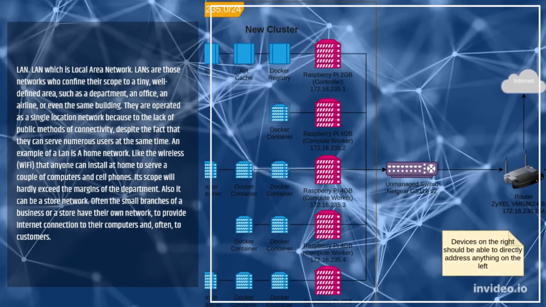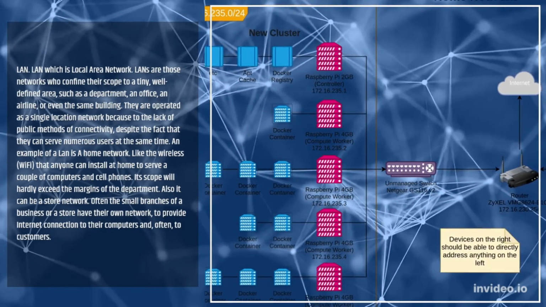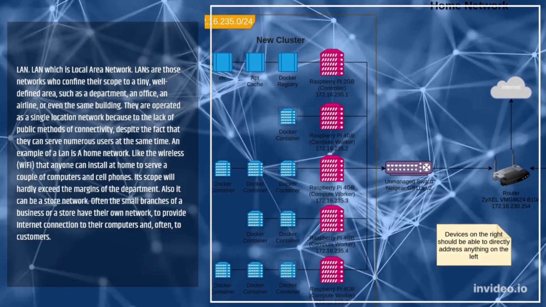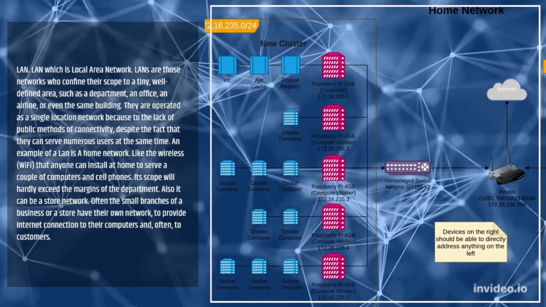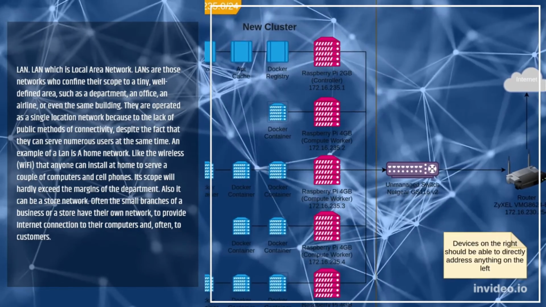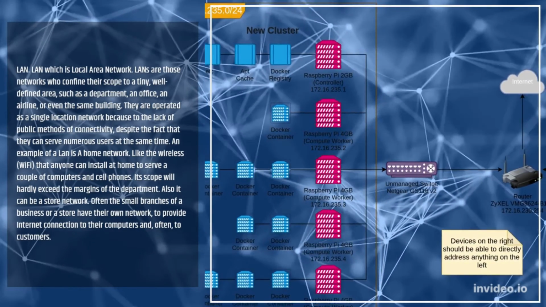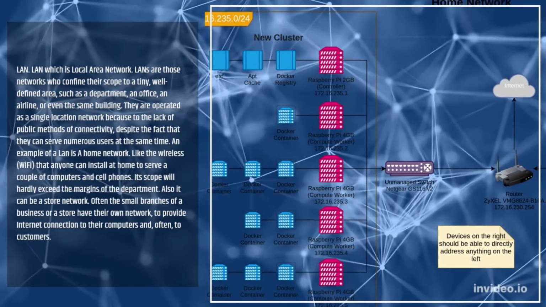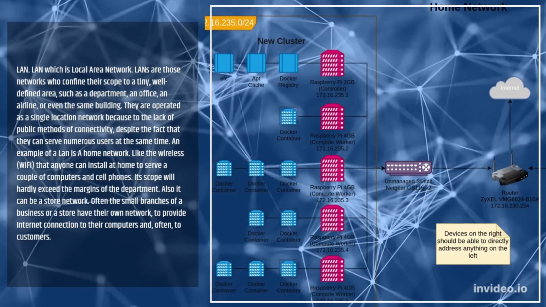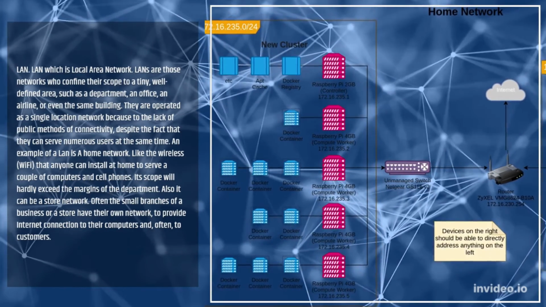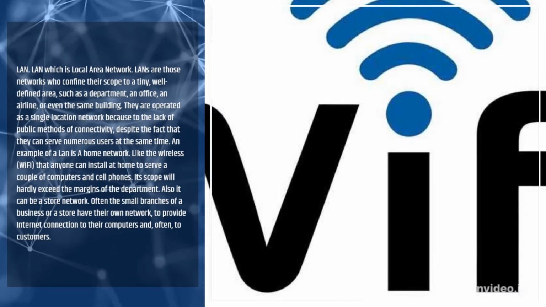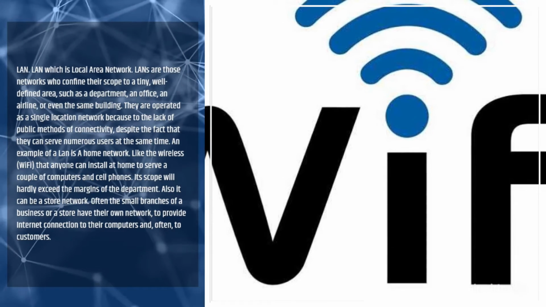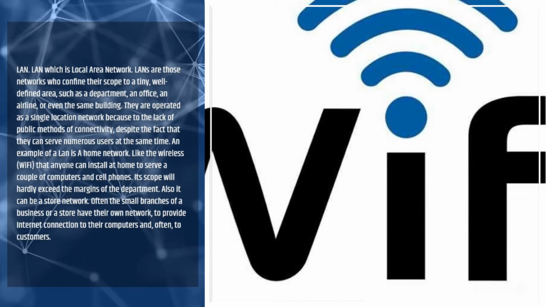LAN, which is local area network. LANs are those networks that confine their scope to a tiny, well-defined area, such as a department, an office, an airline, or even the same building. They are operated as a single location network because of the lack of public methods of connectivity, despite the fact that they can serve numerous users at the same time. An example of a LAN is a home network, like the wireless Wi-Fi that anyone can install at home to serve a couple of computers and cell phones. Its scope will hardly exceed the margins of the department.